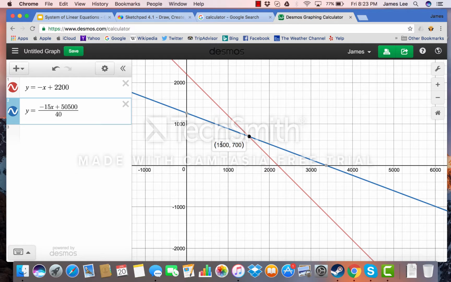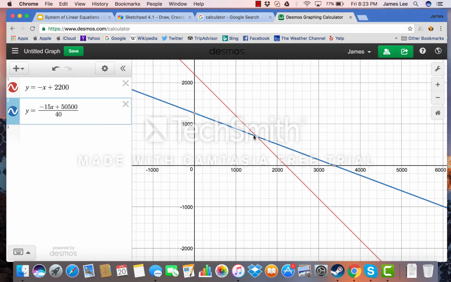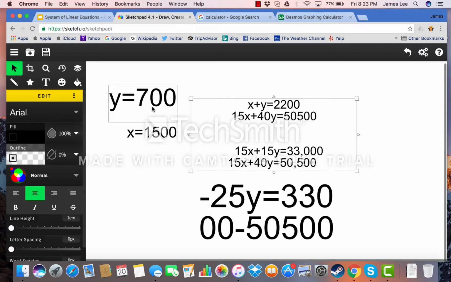Now by graphing this, we get the intersection point 1500 and 700. Remember, x equals the number of children that attended the boat ride, and y represents the number of adults that attended the boat ride. And because they are 1500 and 700, they both equal what we got in the beginning, 1500 children and 700 adults.